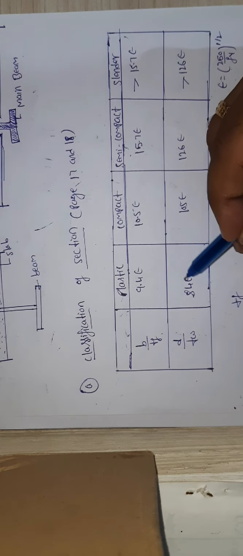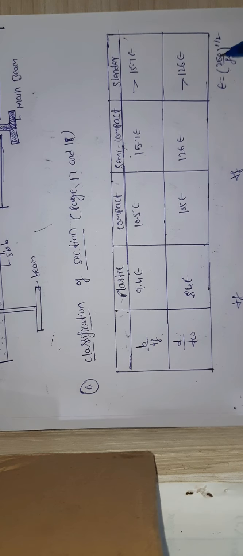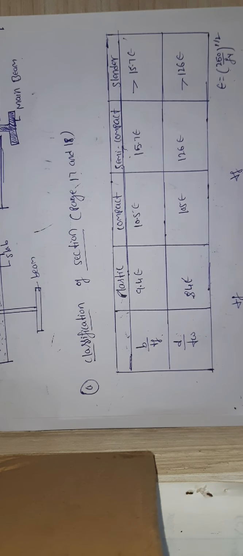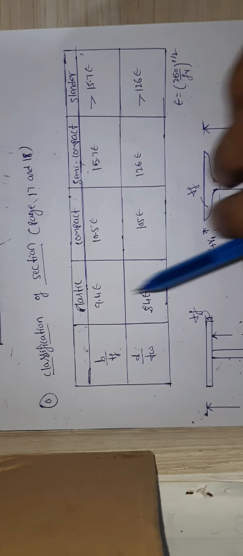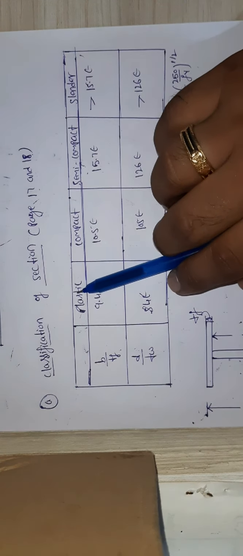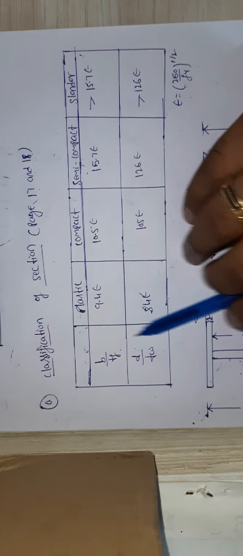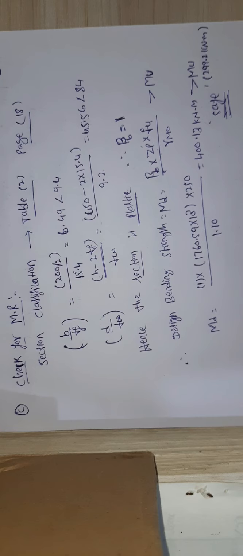Epsilon is taken as 1. Why? Because the square root of 250 by 250 is 1. Here you can check, epsilon is 1. So my values fall in this category, so my section is plastic. Okay guys, this is how we need to do it.